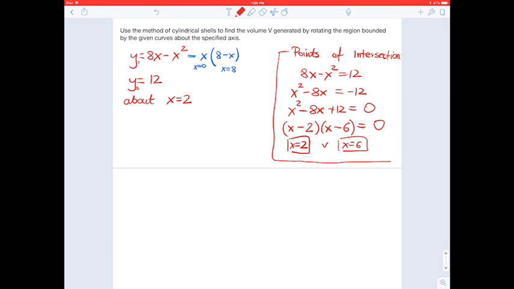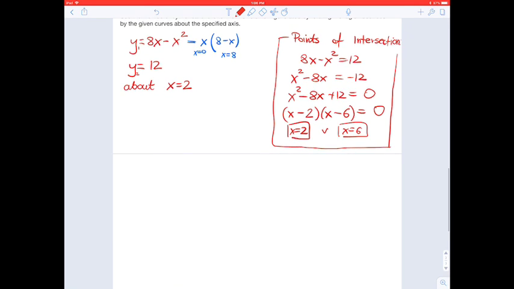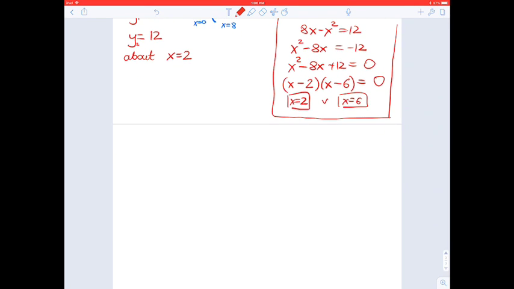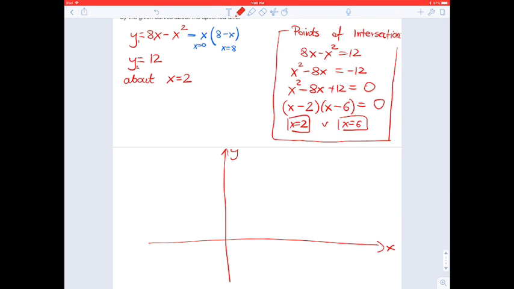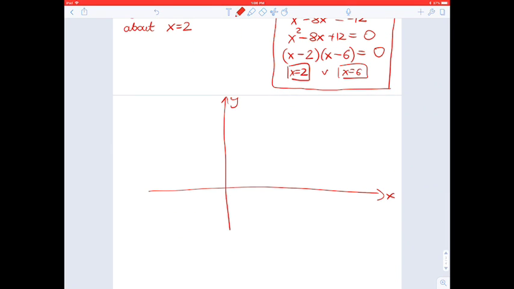Okay, let's put everything on the xy plane. X, y, the Cartesian coordinates, and I can draw the parabola. Again, 0 and 8, those are the zeros. Oh, nice, everything is gone. Let me draw it again. 0 and 8.